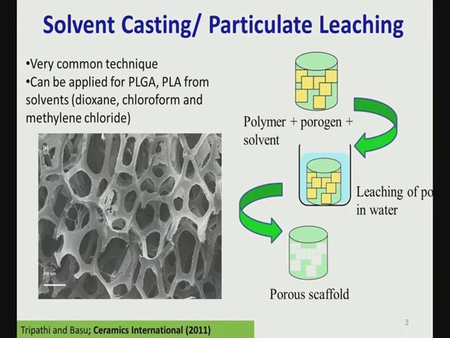Solvent casting or particulate leaching is a very common technique. Here, you start with a base polymer and use some porogen. This porogen can be a sacrificial agent like sugar or salt crystals, such as NaCl crystals. After you add this, you put it in water and see how the leaching takes place, and after the leaching is done, it gives you a porous scaffold.